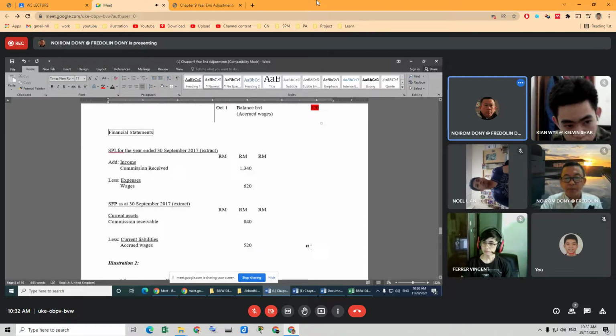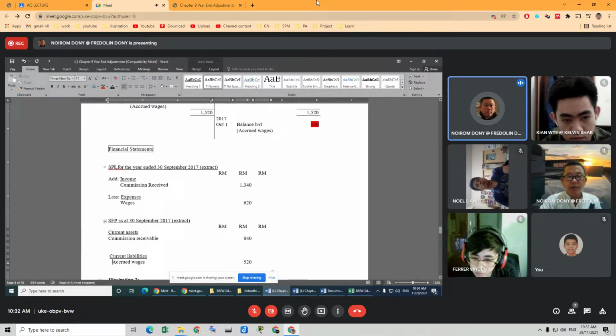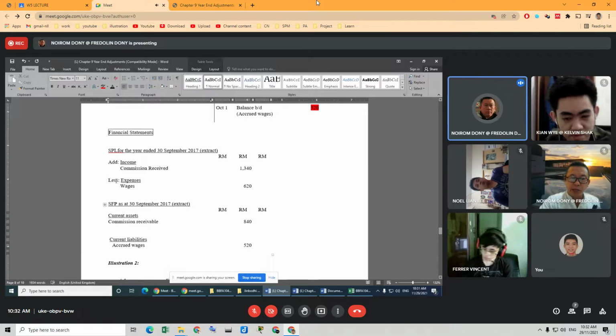So that's why in the SOFP, we have current asset, commission receivable, 840. In current liability, okay, we have this one only, accrued wages. Okay, SPL. So when we close off the income, we credit SPL. So credit is represented as plus. For expenses, we debit SPL. Debit is represented as less.